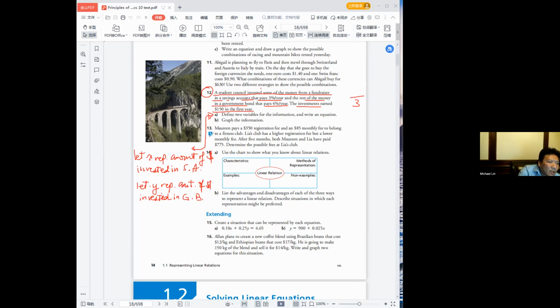The equation is very easy because we can see that the savings account pays 3% per year, so that's represented by 0.03x. And then the government bond pays 4% per year, so that's 0.04y. And the grand total interest is $150. So this is my equation: 0.03x plus 0.04y is equal to 150. And now we're able to plot that line on the graph, and then we can figure out what the different possible combinations are that we could have put in the savings account and government bonds that will result in interest of 150 at the end of the year.